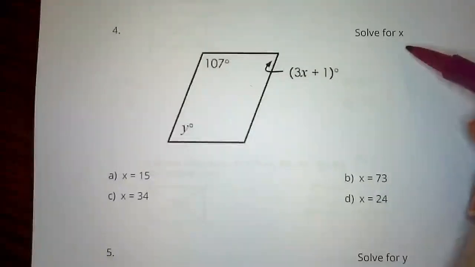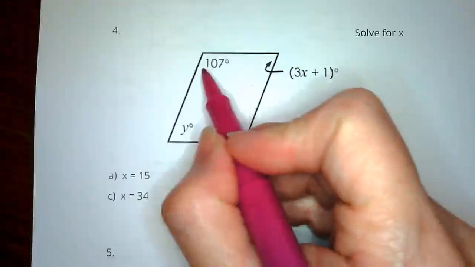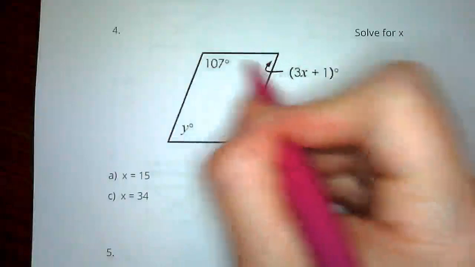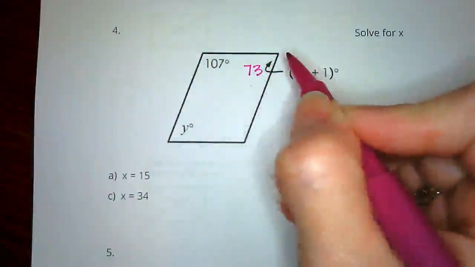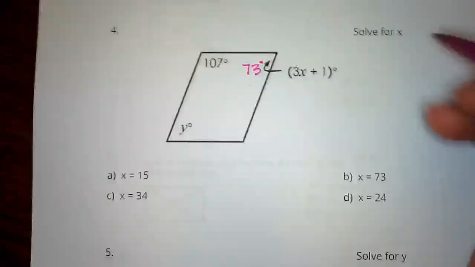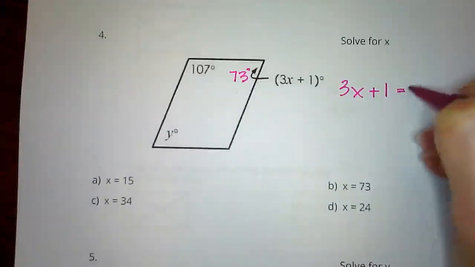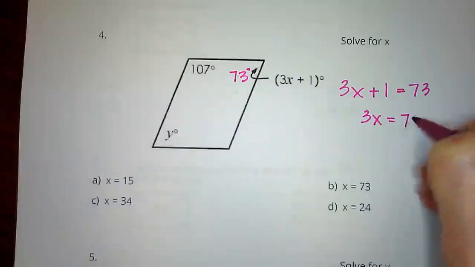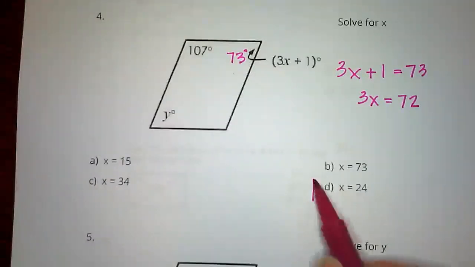So first thing we need to do is solve for x. We know that if this one is 107, then together these two have to add up to 180. So this one is going to have to be 73 degrees. So that tells us that 3x plus 1 has to equal 73. So 3x is 72. So that tells us x is 24.